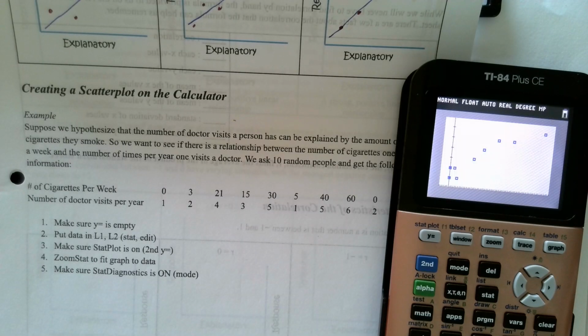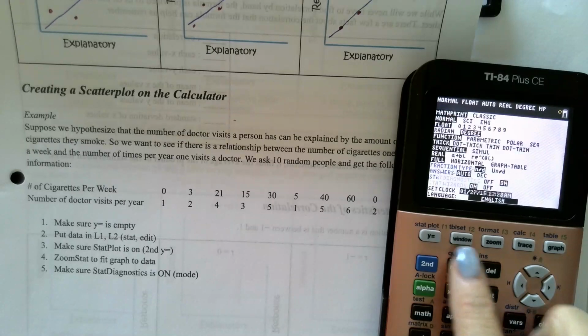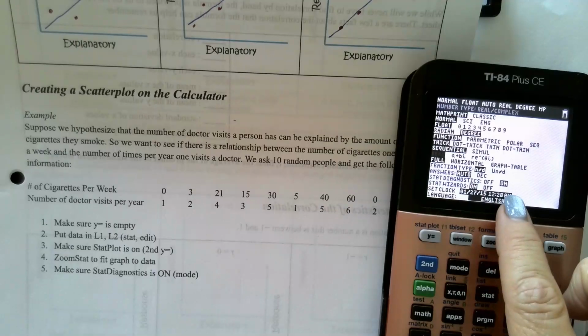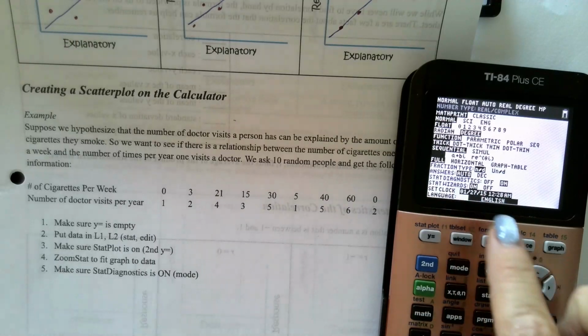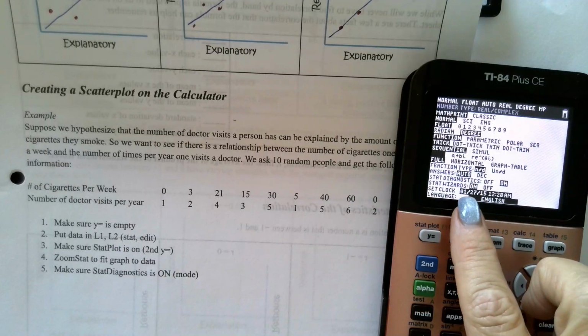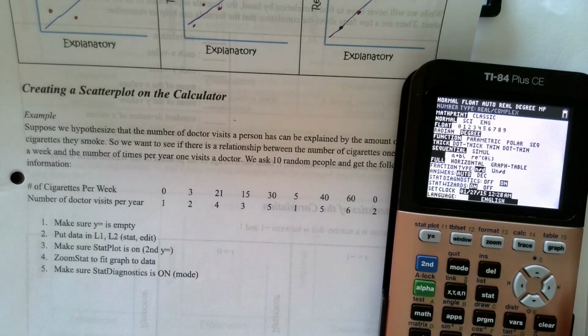Okay. Now, the other thing that we want to do is you need to make sure, and I have this in the notes here, that your stat diagnostics is on. If you go into the mode button on your calculator, you want to go all the way down to the bottom and you want to see stat diagnostics on and stat wizard. If you have an older calculator, you might not have the option for stat wizard, but make sure that your stat diagnostics is on, because we're going to need that when we run a best fit line.